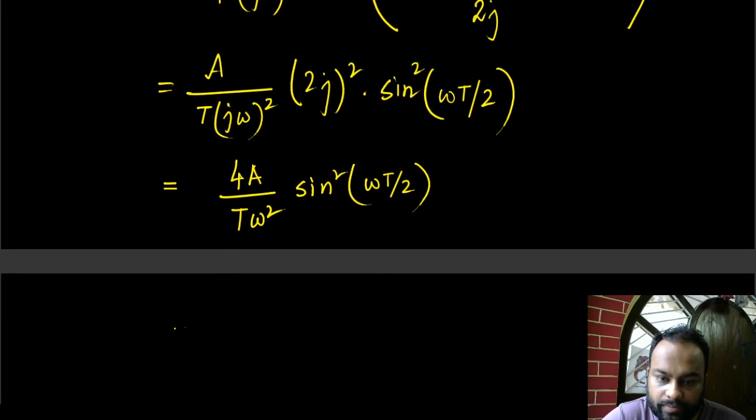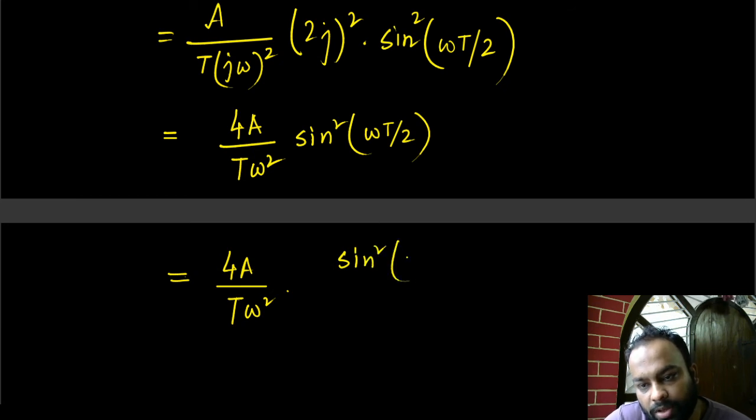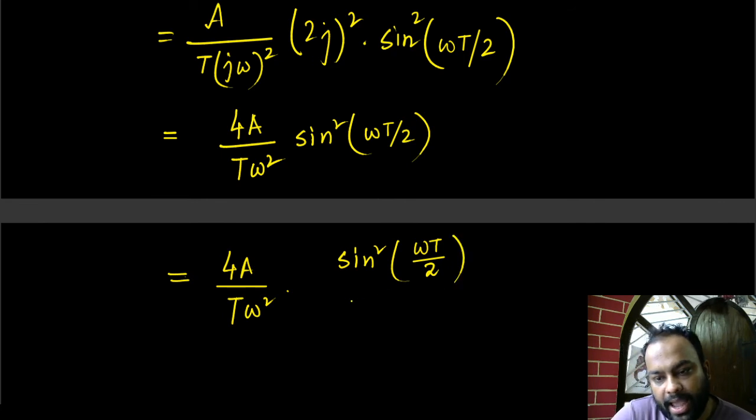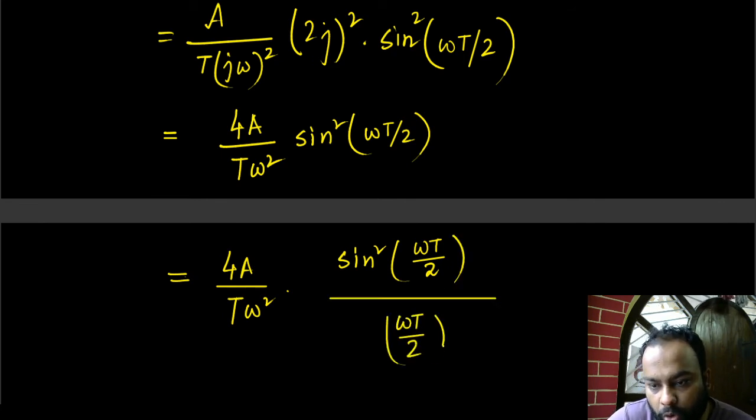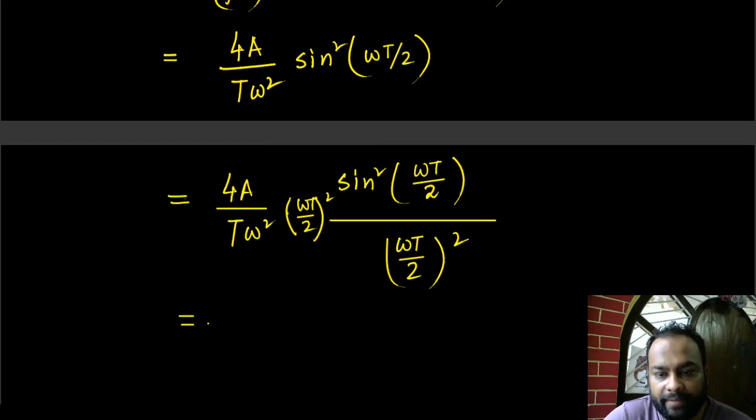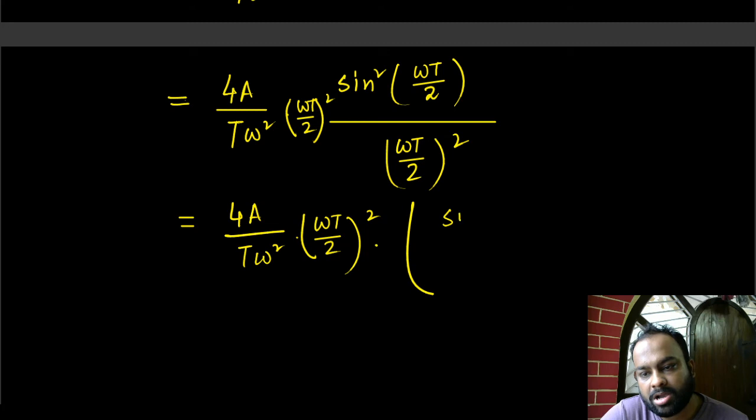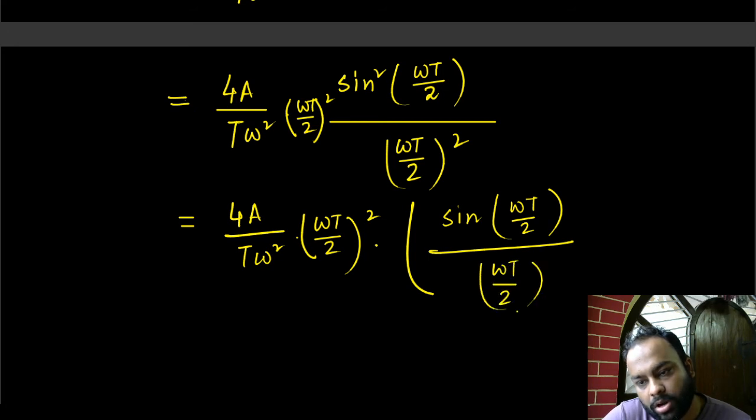And with that said, we can now do some simplification, right? So I have 4a by t omega square, and here I have sine square omega t by 2, and here I can write omega t by 2 whole square. So here I would have to multiply with omega t by 2 whole square, and on the next line I have 4a by t omega square into omega t by 2 whole square, and this is sine omega t by 2 divided by omega t by 2 whole square.